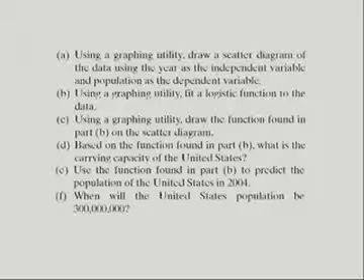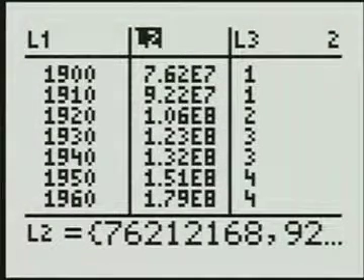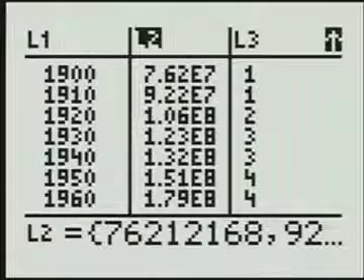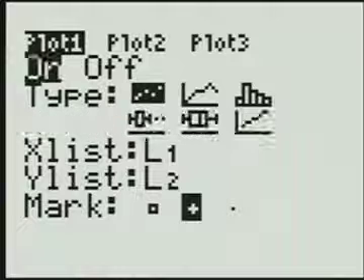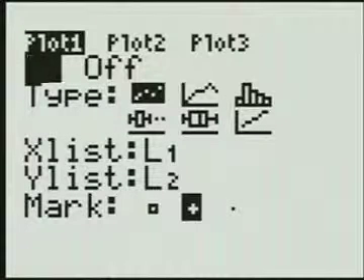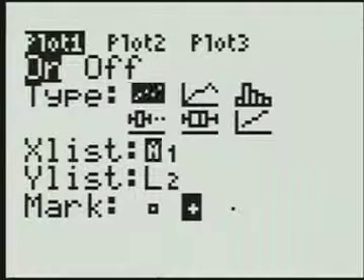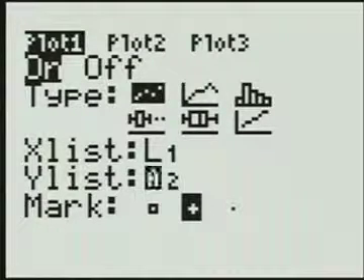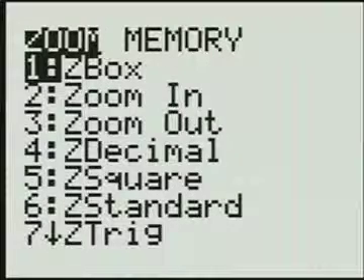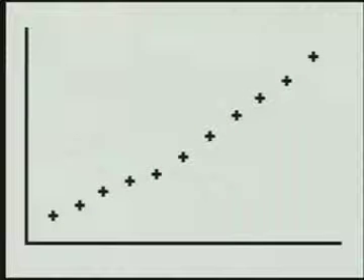So the first thing we do is go over to our calculator and go into the data editor, and in L1 we enter the year, and in L2 we enter the value of the population. Then to draw a scatter diagram, go into your stat plots, select plot 1, and make sure that the type is highlighted to scatter diagram. It is. X list is L1, the year, our independent variable. Y list is L2, the population. To find a good viewing window, go ahead and select Zoom Stat, and there is the scatter diagram.